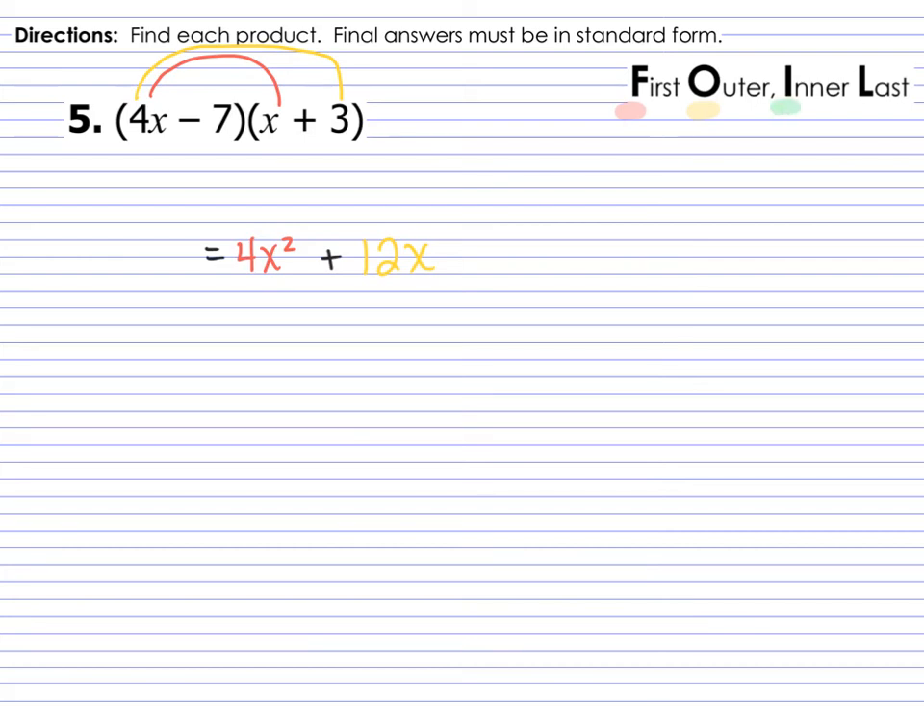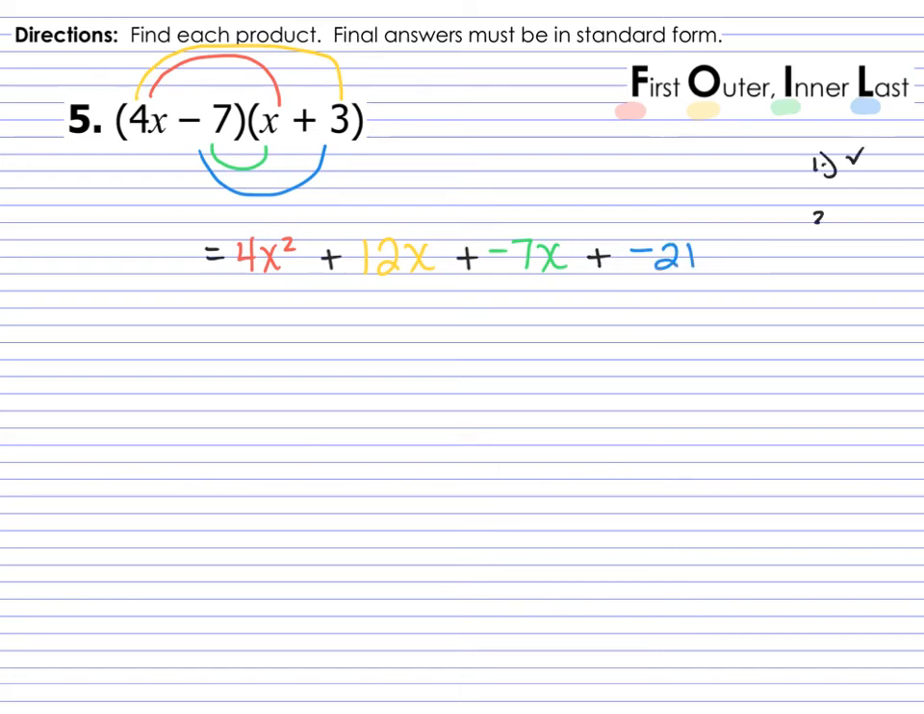Inner is going to be the negative 7 times x. So that will be plus negative 7x. And then we've got our last terms. So that's going to be negative 7 times a positive 3. So that gives us plus negative 7 times a positive 3 gives us a negative 21.